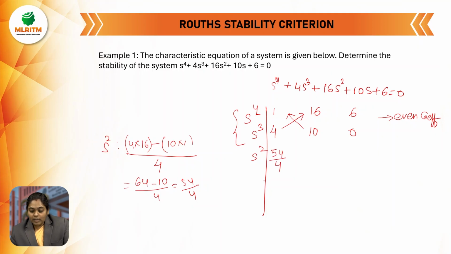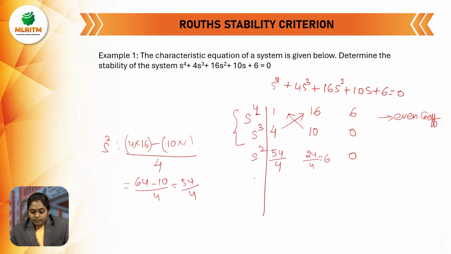Similarly, I need to multiply 4 into 6, 24, minus 0 into 1, 0. So 24 minus 0 is 24, divided by 4, which is equivalent to 6. As I don't have any term over here, this will be 0.